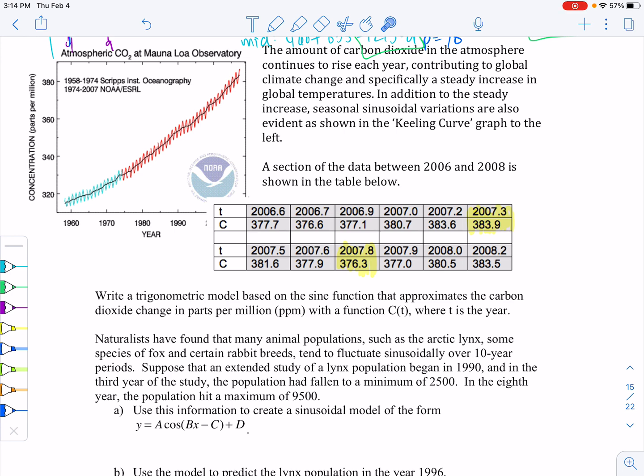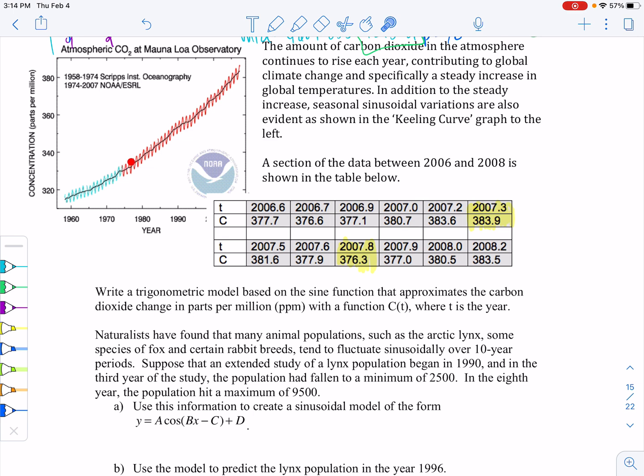global temperatures. Okay? So in addition to increasing this, we have throughout the seasons a sinusoidal variation. So as you notice, you've got these little curves in between here that follow that sinusoidal. So as we're going up and down in the season, it's slowly starting to rise over the years. Okay? So right here in this table, we have a section between 2006 and 2008 from this information.